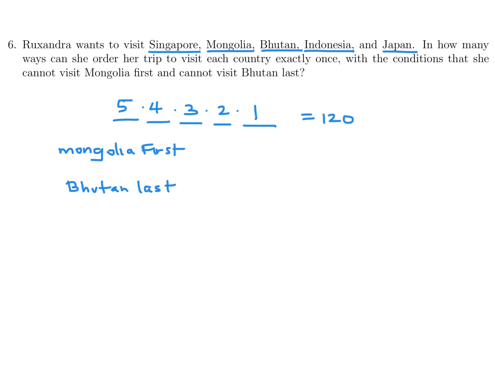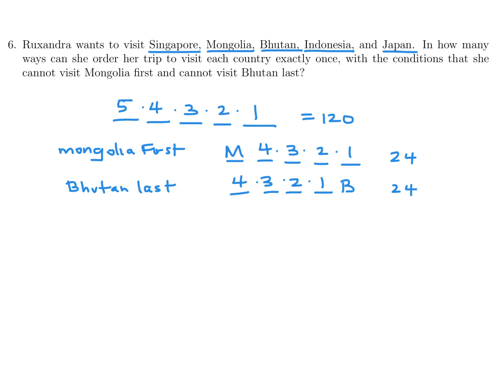Okay, so Mongolia first. So if Mongolia is the first country, then we have 4 more countries, and that would just be a strict 4, 3, 2, 1. And if you multiply them, that would be 24. And then if Bhutan is last, same kind of story, it'd be a 4, 3, 2, 1 situation, and that would be 24. 4 choices for the first country, 3 choices for the second country, 2 choices for the third country and one choice for that fourth country.